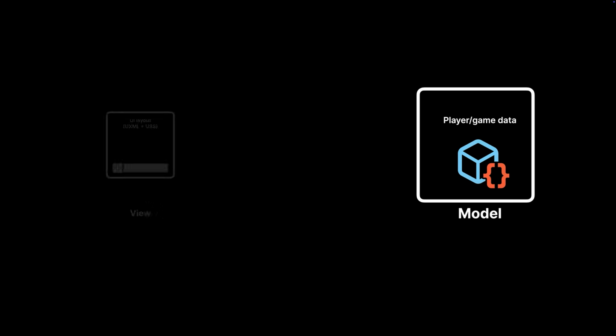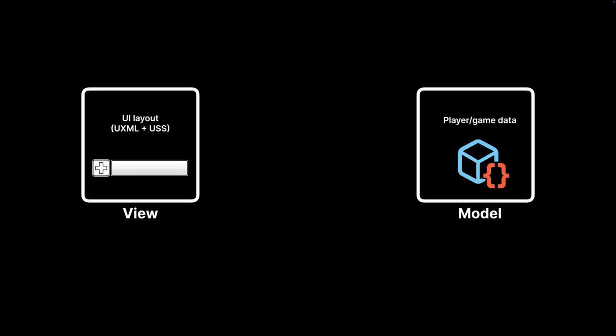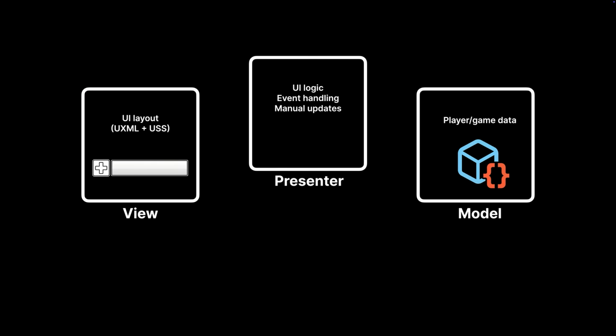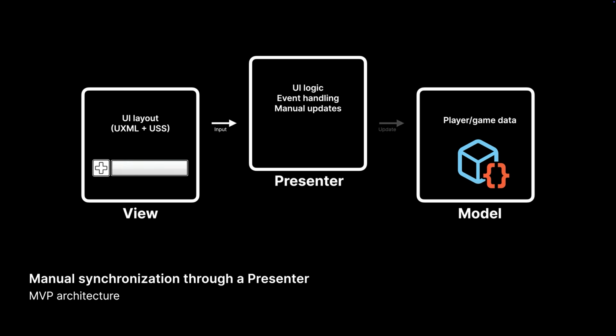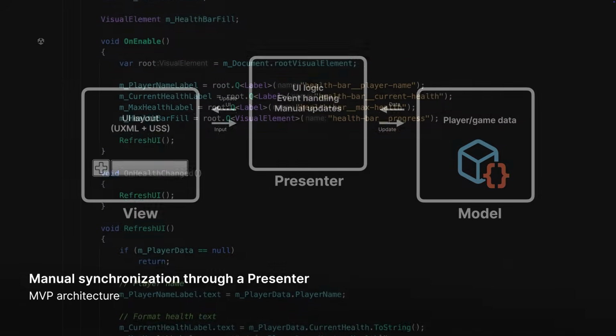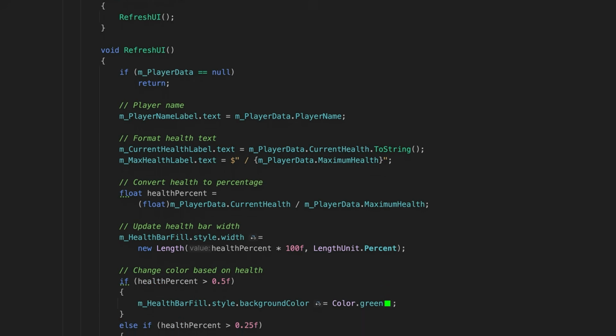Say you have a player data object that stores your data, like health, and a UI that displays it, the health bar. A common way to connect the two is the model view presenter architecture. You introduce a small MonoBehaviour or script that acts as a relay between the model, your data, and the view, your UI. This middle layer listens for changes, responds to input, and keeps everything in sync. All of this works, but it comes with a cost.